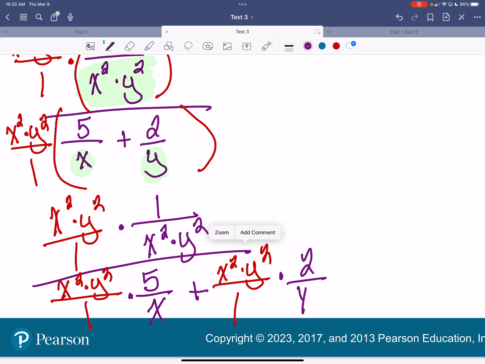Now I'm going to cancel everything that I can cancel. So I have x squared, y squared, y squared. So what am I left with in the numerator? Not nothing. 1. Good, good. So I'm left with 1 in the numerator. Okay. Then I have an x, and that changes x squared to just x. Same thing happens with the y. I have y here, and then I'm changing that to y.